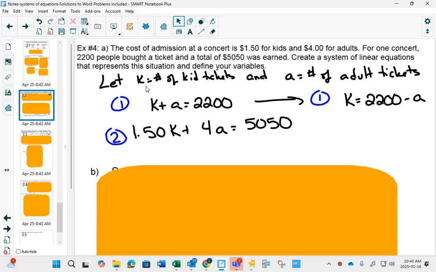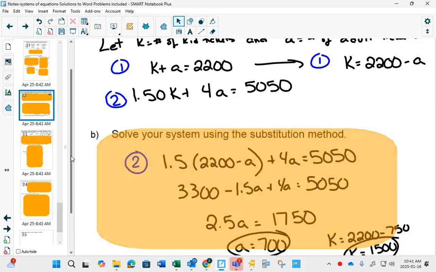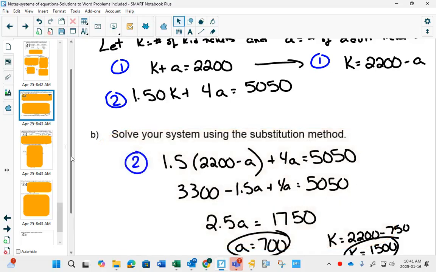And the total amount of money was $5,050, so $1.50 from every kid's ticket, plus $4 from every adult's ticket, will equal $5,050. I already took equation 1 here, and I rearranged it to get K by itself, because then I can solve with substitution. I take equation 2 and I substitute in for the K, 2,200 minus A. Combine my like terms. I solve for A to be 700, and then K is 1,500.